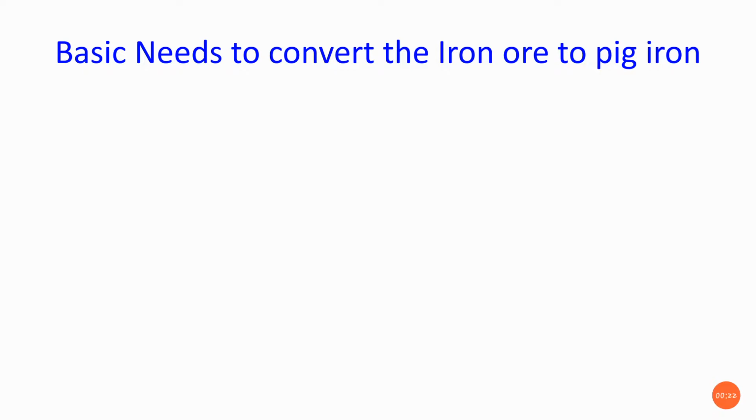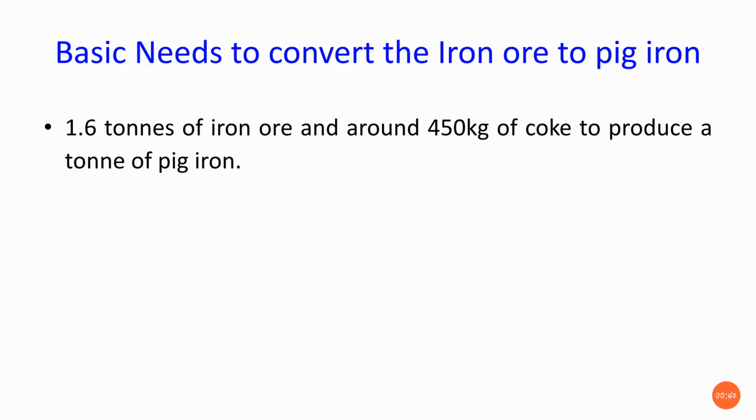Taking one example, how to convert iron ore into pig iron, which is further used for the conversion into steel. In this process, what raw materials are required, how much heat is required, what other ingredients are needed, and how much carbon is emitted, we can see here. If you want to produce 1 ton of pig iron, it requires 1.6 tons of iron ore and around 450 kgs of coke.